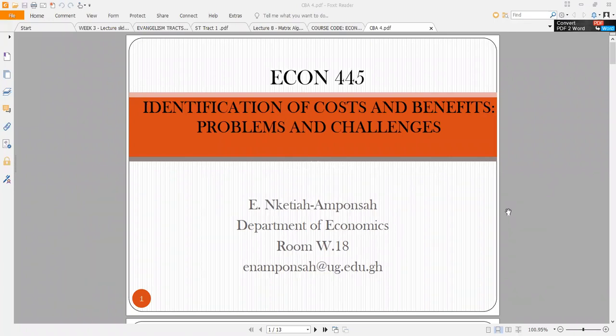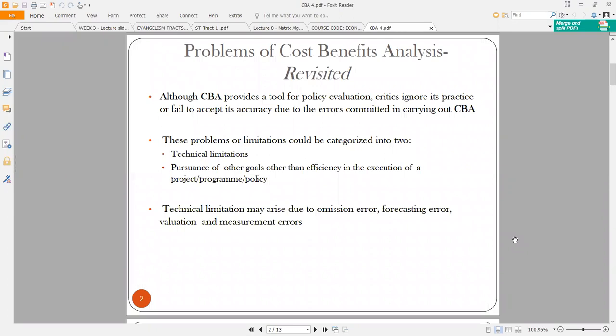Alright, so today we'll look at the identification of costs and benefits and some of the problems or challenges associated with cost benefit analysis. Let's start by looking at the problems of cost benefit analysis. We know that CBA is basically an economic tool that is used to analyze the accuracy of public investments or public policies. Its thrust is based on economic efficiency.